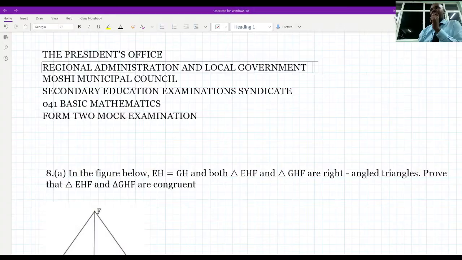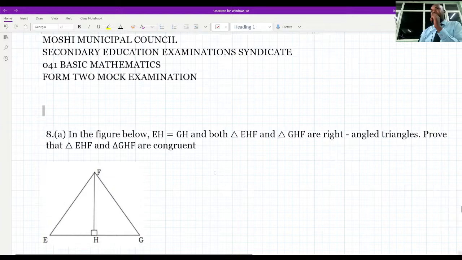tutaendelea na solving, ambapo solving hii ni mtihani ambao umefanyika mkoa wa Kilimanjaro mwaka 2022, mtihani wa hesabu kidato cha pili. Ukirefer back kwenye session zilizopita, tulikuwa tuna solve maswali kwenye mtihani huu, swali la kwanza mpaka swali la 7, na session hii tutasolve maswali mawili, kwa maana kwamba swali la 8 na swali la 9.